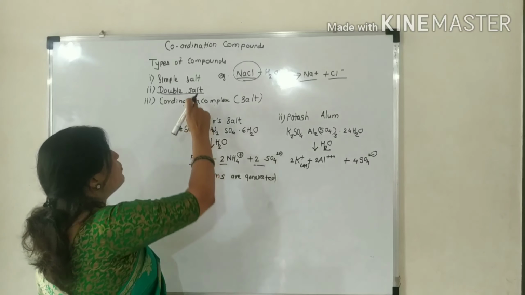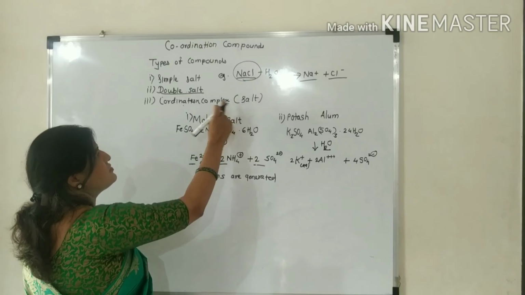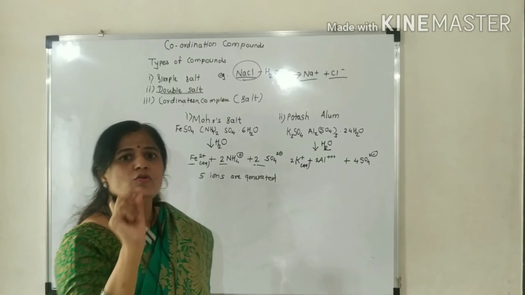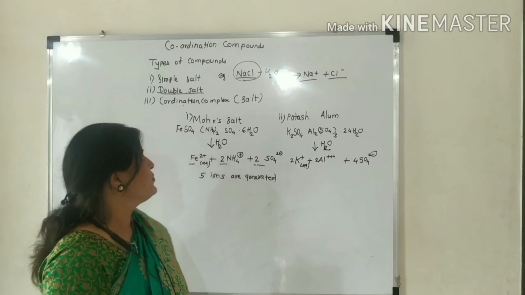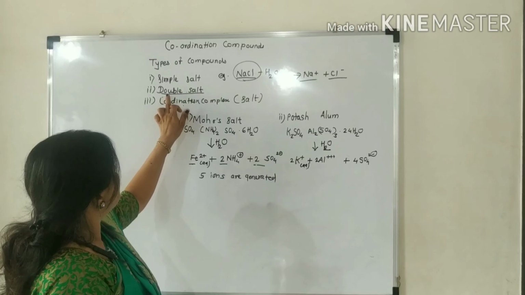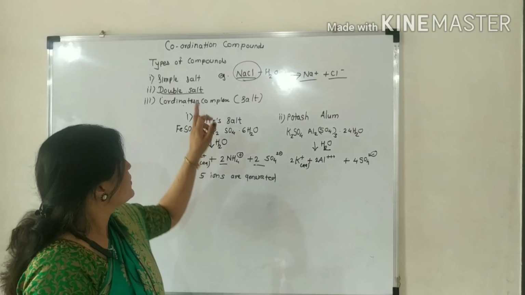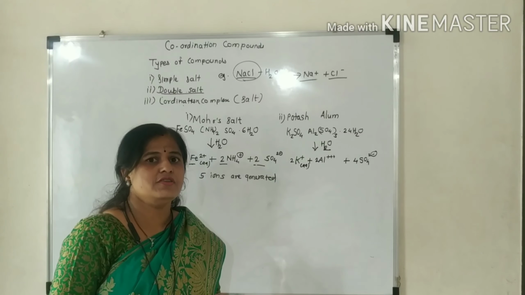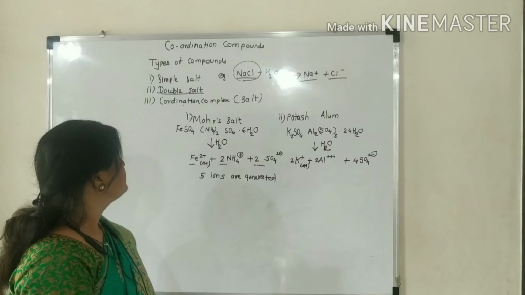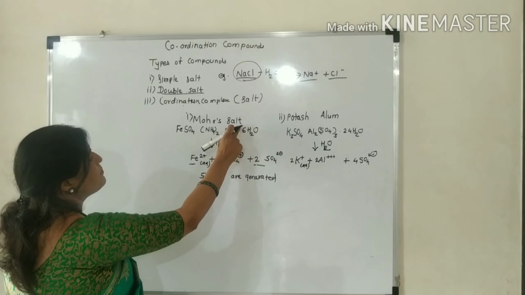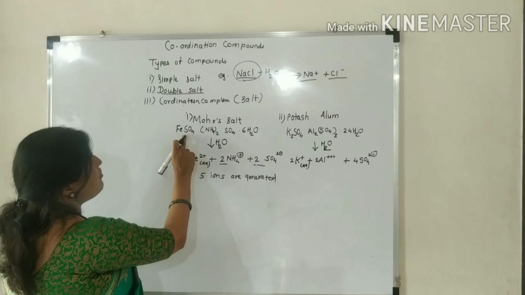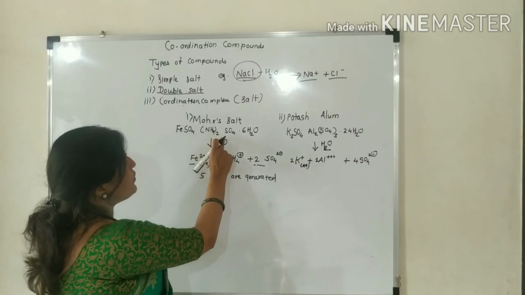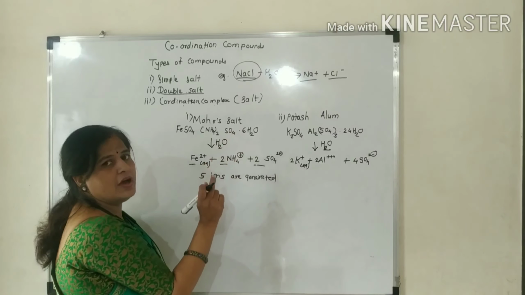Now, about double salt and coordination salt. Both these salts look the same, but they are different. How are they different? Now, about double salt. A double salt is a combination of two salts. Its example is Mohr salt, which has the formula FeSO4, (NH4)2SO4, 6H2O.